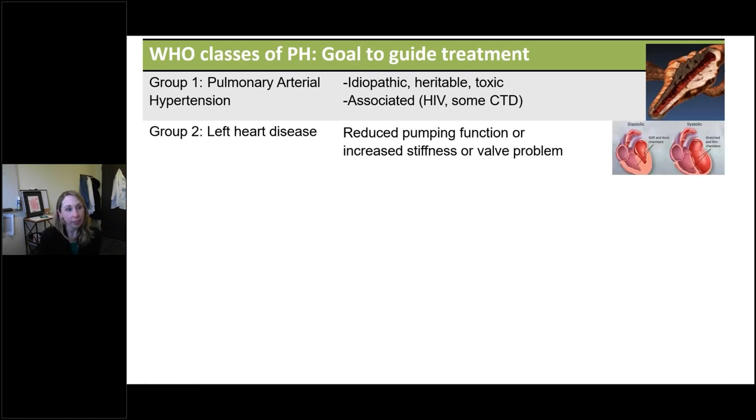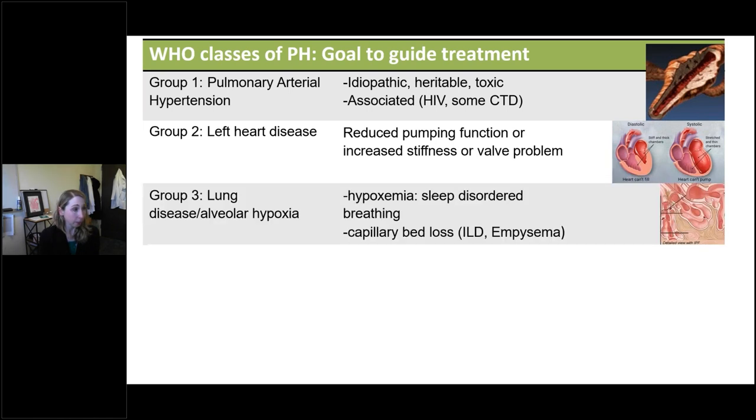Group two is left heart disease. So this is either your left heart is really stiff or it's dilated and blood just kind of backs up into the lungs. It can also happen if there's problems with the valves between the different chambers of the heart. Group three is that related to low oxygen levels, interstitial lung disease. So when there's thickening of the space between the air sacs and the blood vessels, that can do it, or emphysema, where the air sacs are very floppy, you lose the number of blood vessels you have in circuit. It can also happen with sleep disordered breathing, sleep apnea, and chronic low oxygen levels.